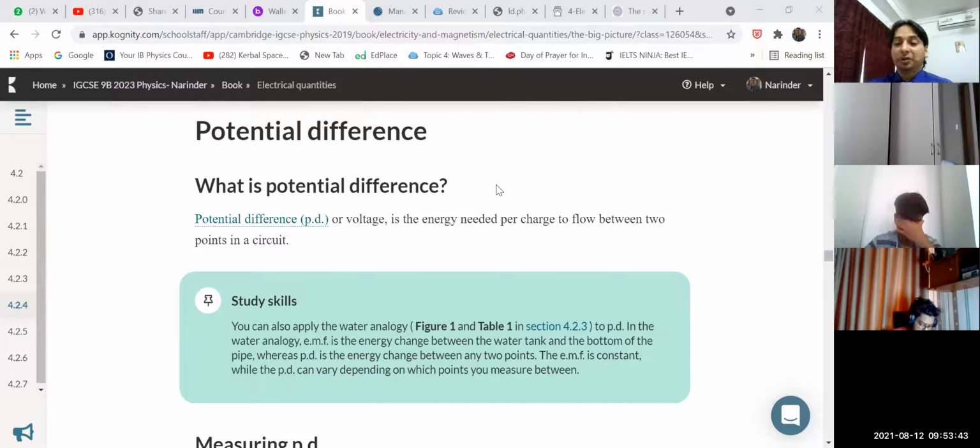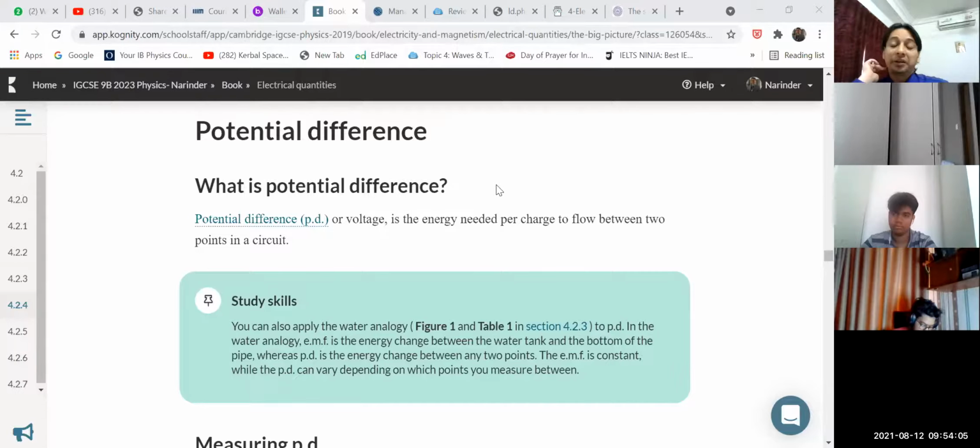For example, the flow of water. Water always flows from the mountain to the ground. It is not possible for water to move from ground level to the mountain unless we use some external agency like a machine or an electric pump. But overall, by itself, water always flows from high level to low level.